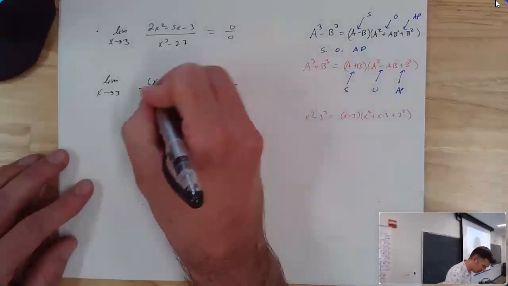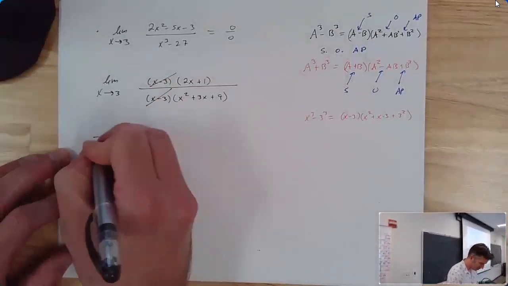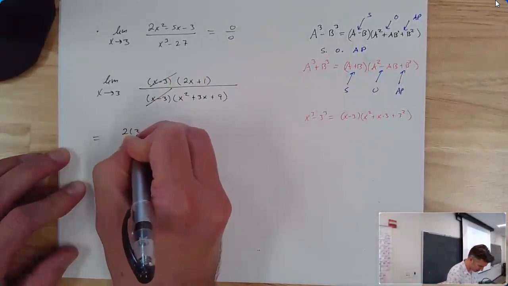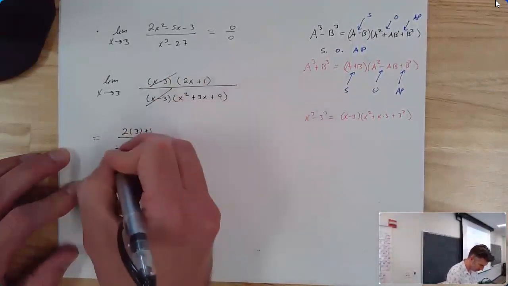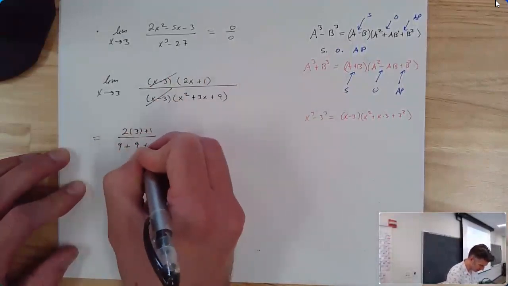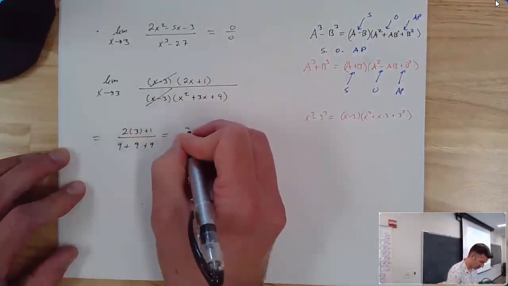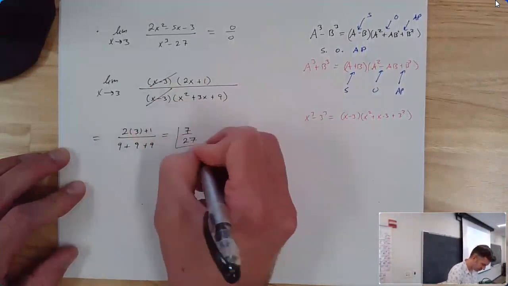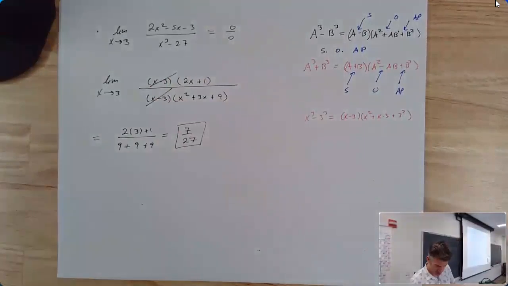And then we cancel the things that cancel. We plug in and we get 2 times 3 plus 1 over 3 squared plus 3 times 3 plus 9, which is 7 over 27. Cool.